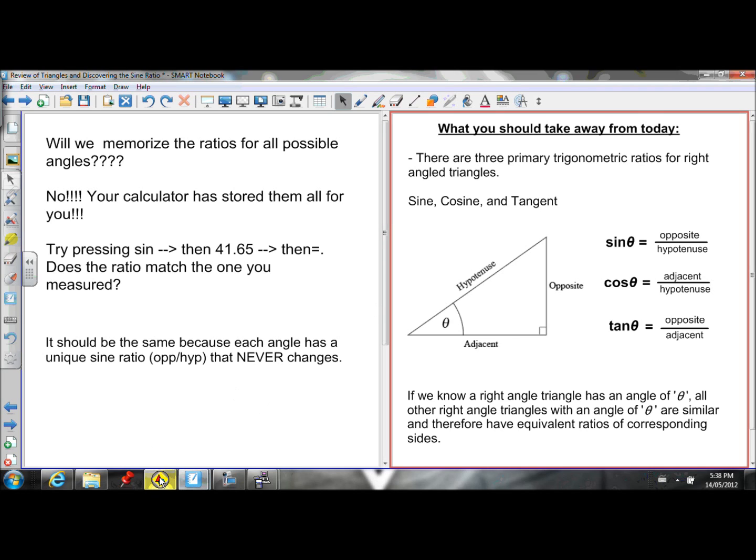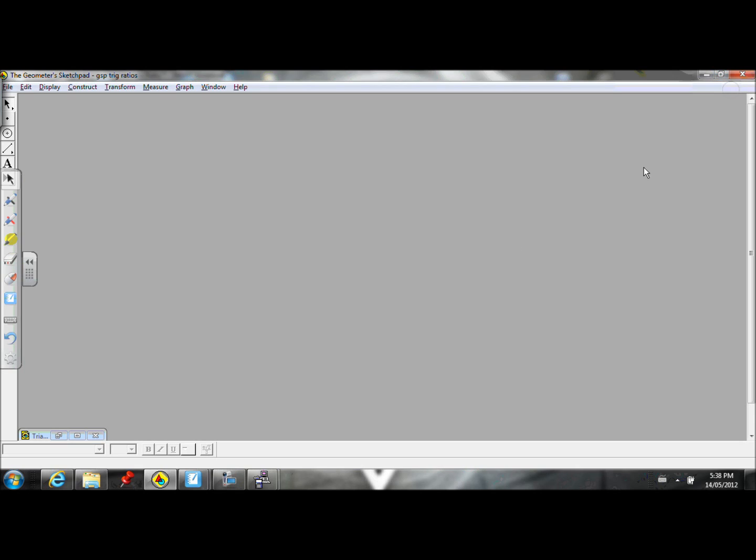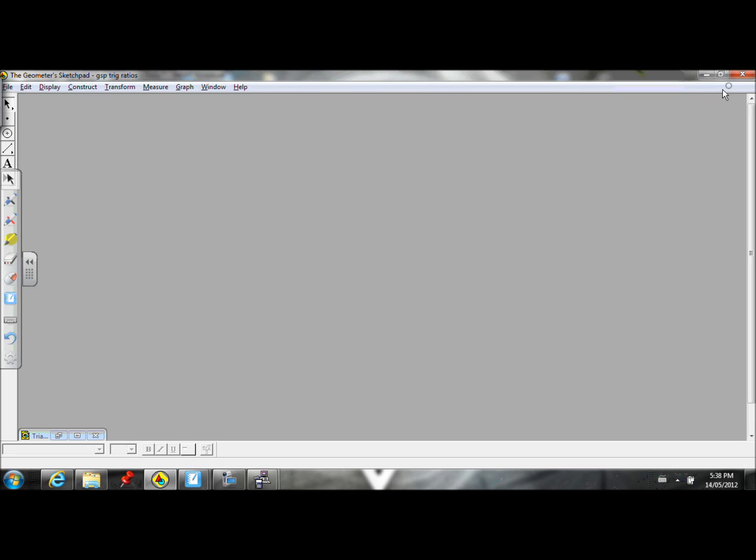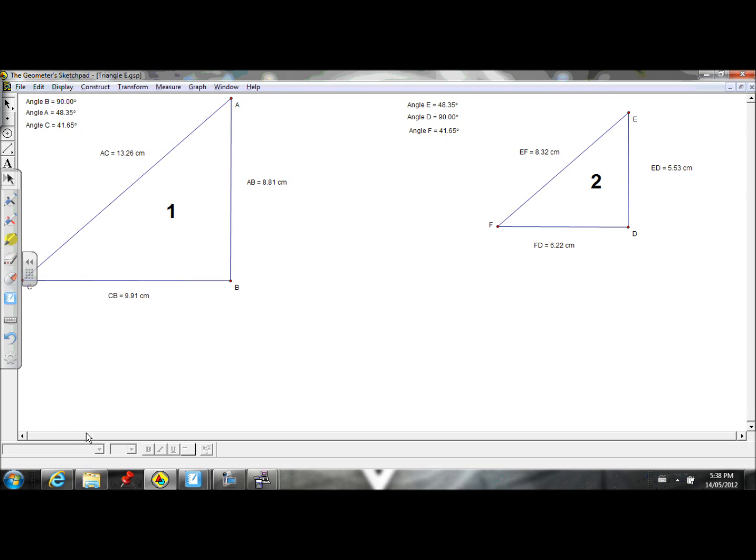Let me just show you one more GSP sketch quickly, just to demonstrate that one more time. Let's see if I can get it open here.